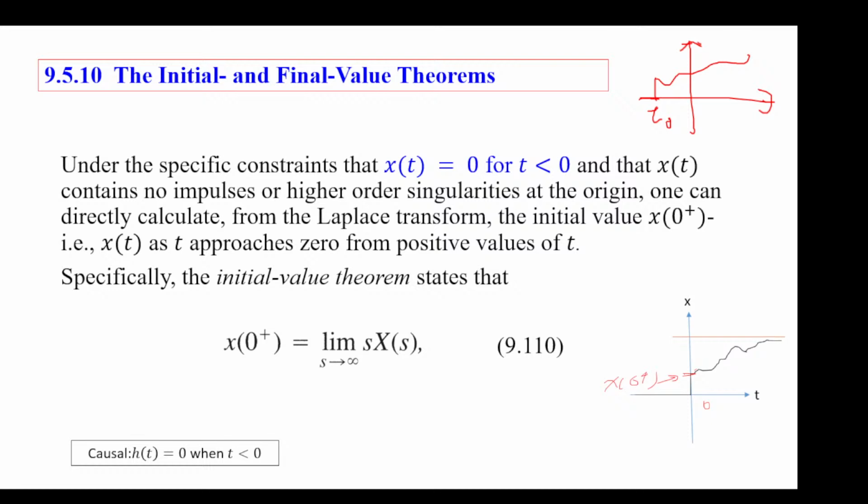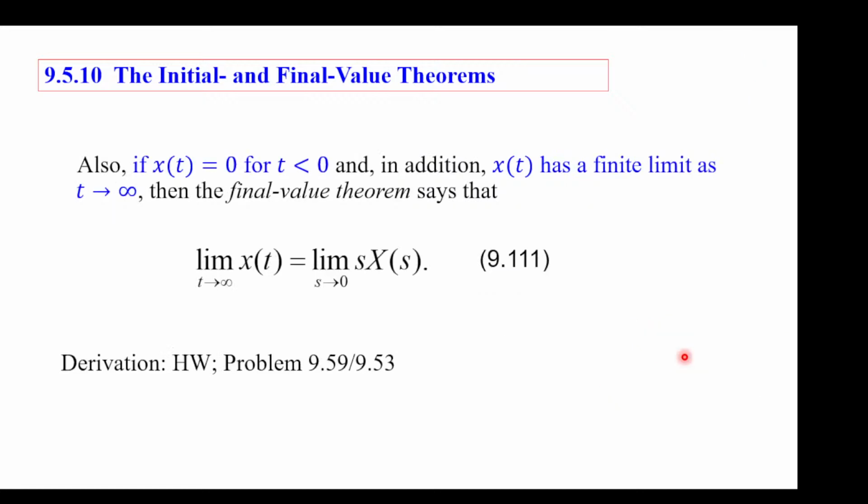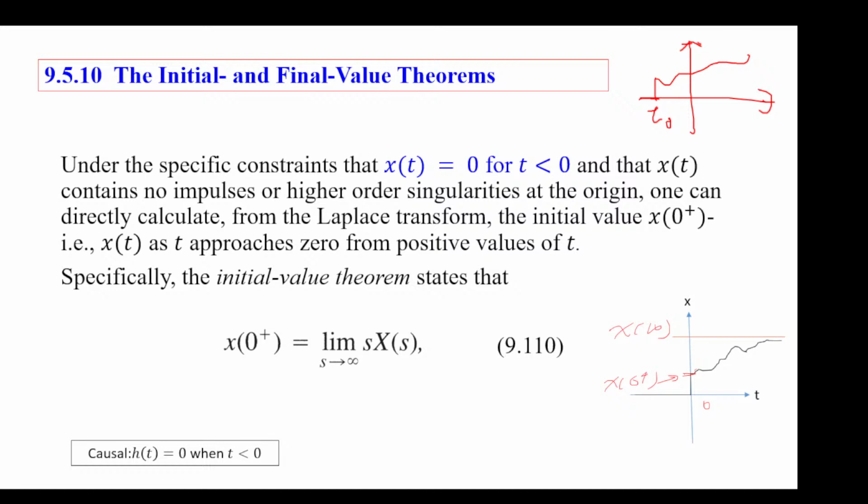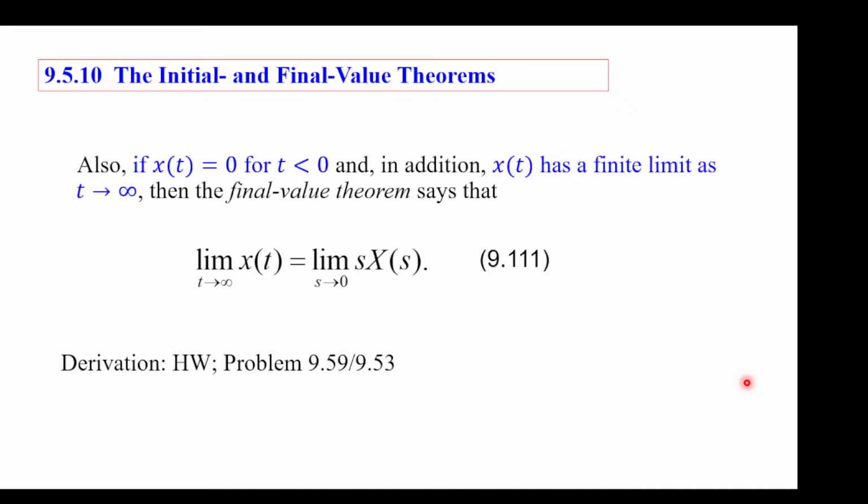Also we have the final value theorem, with the same condition, x of t equals 0 for t less than 0. If x of t approaches some limit, the final value can be calculated by a very similar formula: still s times X of s, and now you take s equal to 0. The derivation is in the homework.